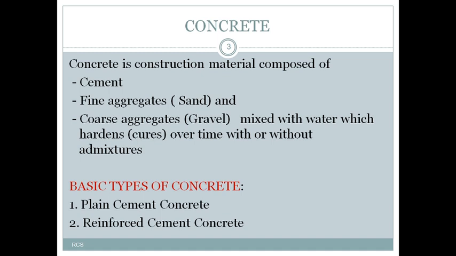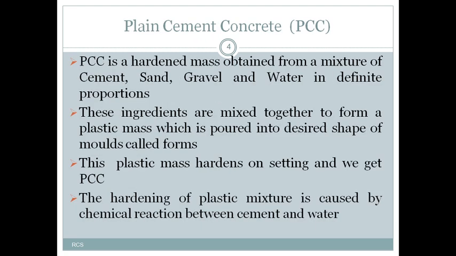And concrete is basically of two types. One is plain cement concrete and the second one is reinforced cement concrete. Now we'll discuss in detail plain cement concrete. Plain cement concrete is abbreviated as PCC. This PCC is a hardened mass obtained from a mixture of cement, sand, gravel and water in definite proportions.